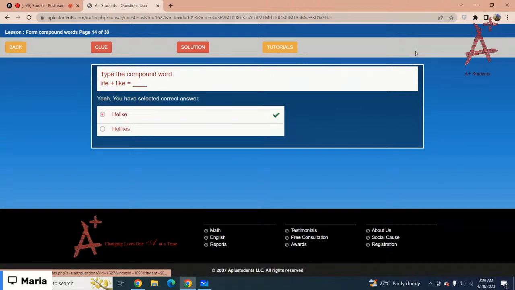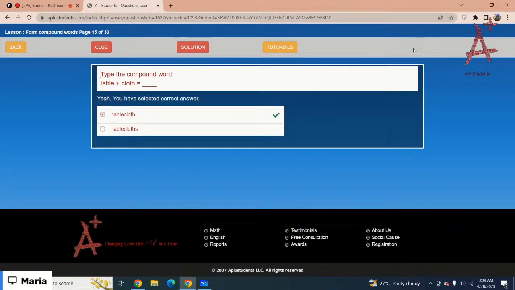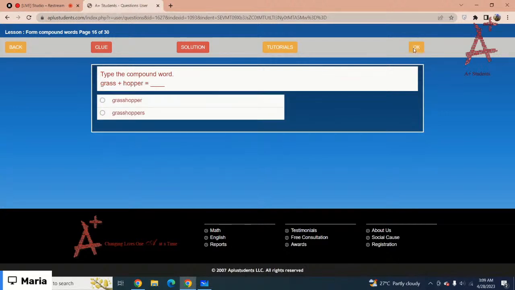Okay, let me be quick. The next one is tablecloth. So together they make tablecloth. Option number one is the correct option. We are working on the chapter compound words. Just listen to me carefully. We are working on grade 4 language arts. The chapter we are working on is compound words. So what are the compound words?